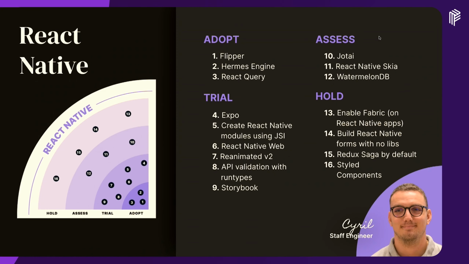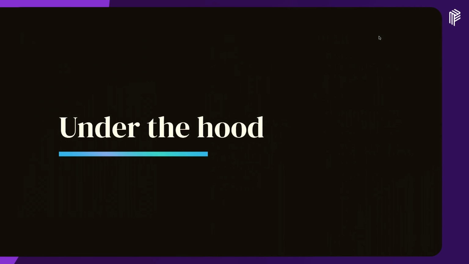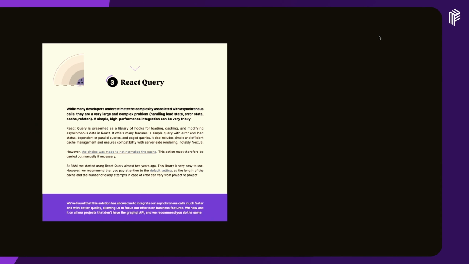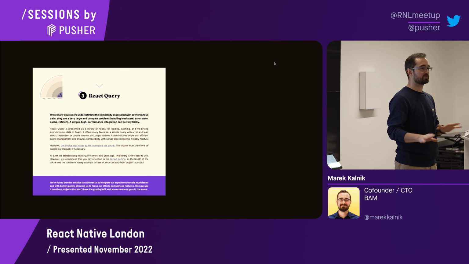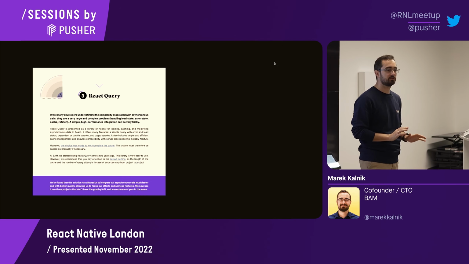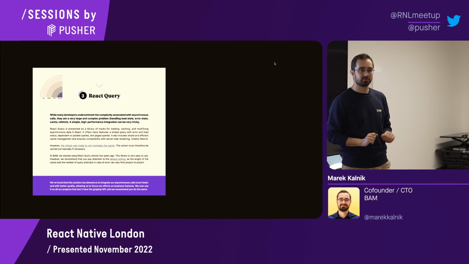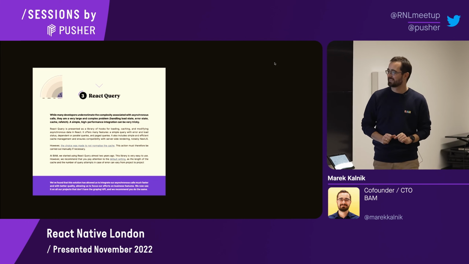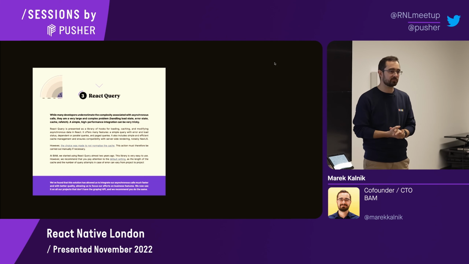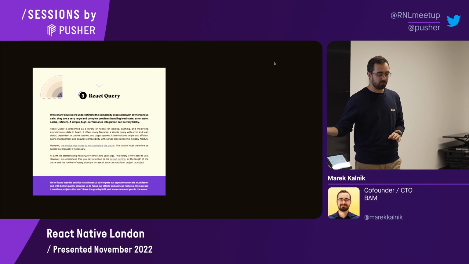And we have React Native. I will explain some choices later. And in the PDF you can find on the website, there's an article for every one of these choices. So under the hood, some examples of what we did. Let's adopt React Query. Okay, are there still some teams here that do not use React Query? No. Great.